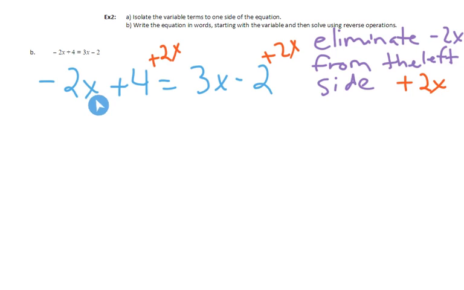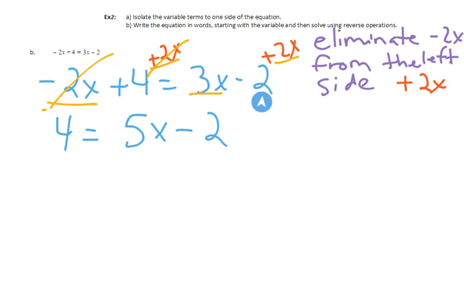So here we have minus 2x plus 4 plus 2x. Well, my like terms here are the negative 2x and the positive 2x. So negative 2x plus 2x, that's 0. So those are gone. And we're just left with positive 4 on the left side. So I have 4 equals, on the right side of the equation, my like terms were 3x and positive 2x. So 3x plus 2x is 5x minus 2. We still have that minus 2 there. So now I've done the first part. All of my variables are on the right side of the equation, so part A is done.